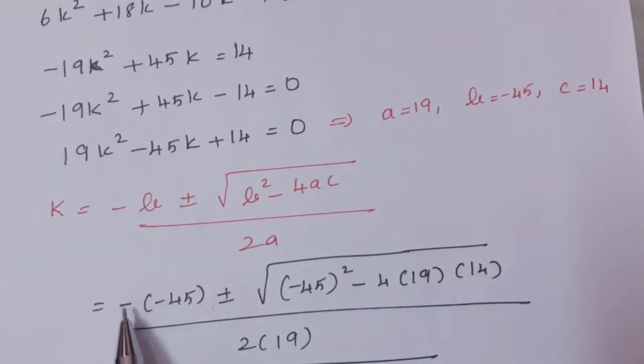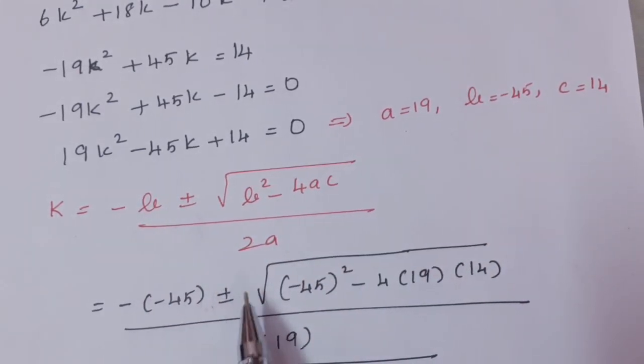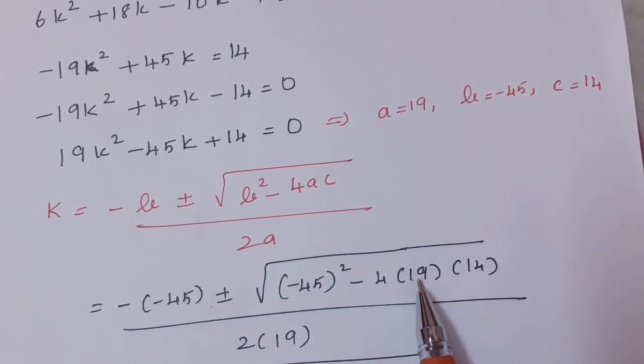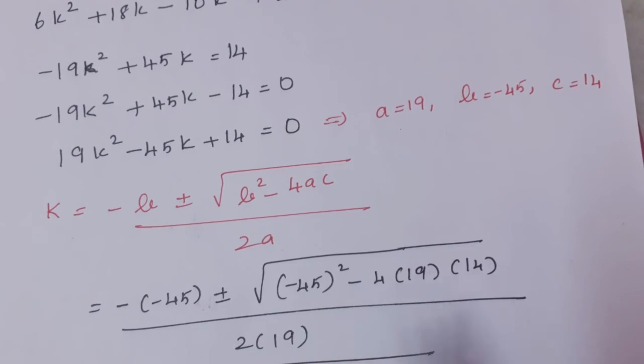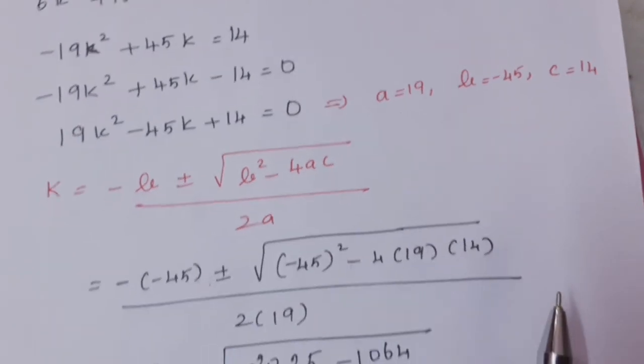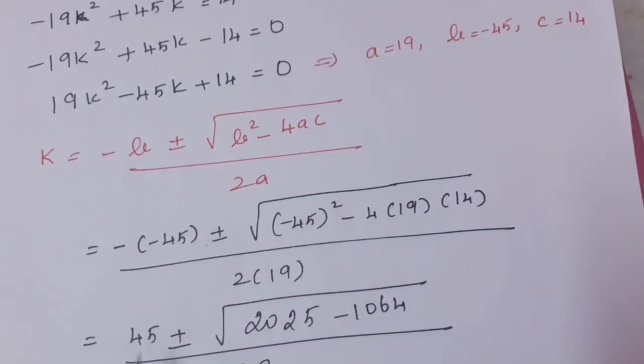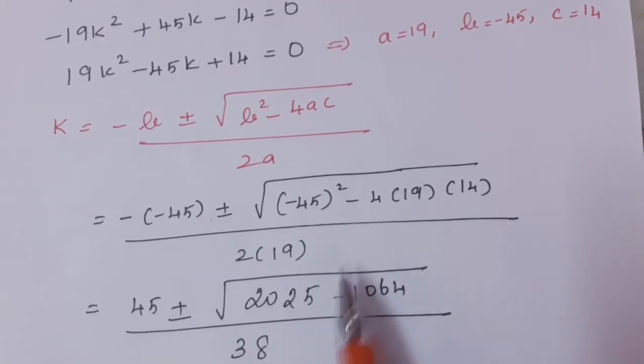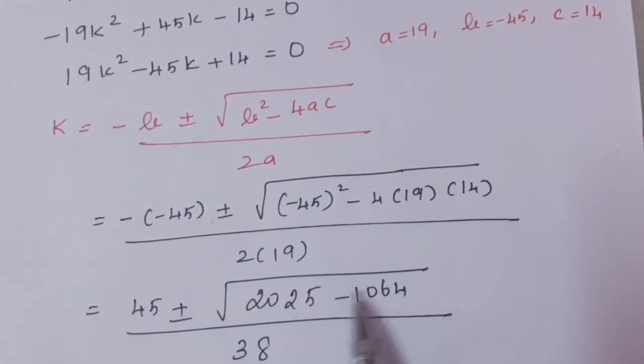B value is minus 45. Minus of minus 45 plus or minus root of minus 45 the whole square minus 4 into 19 into 14, divided by 2 into 19. Next, 45 plus or minus root of 2025. Multiply the three numbers, we get what?